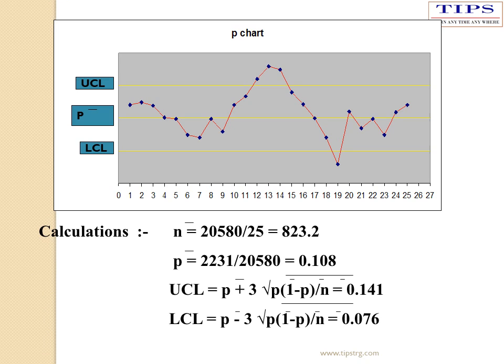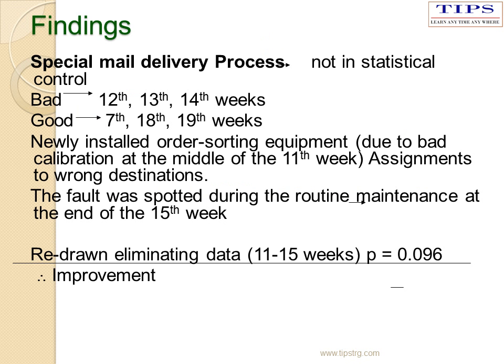Now, based on the values from the data, N bar, P bar, upper control limit and lower control limits are calculated and the graph is plotted. Here we are seeing that for the upper control limit, 3 points are out of the upper control limit, whereas 1 point is crossing the lower control limit. What are the findings? Bad condition on days 12, 13, 14, whereas good condition on days 7, 18, 19.